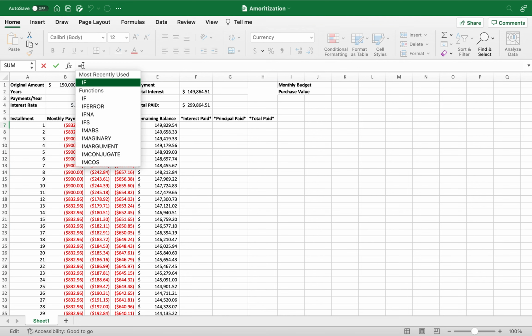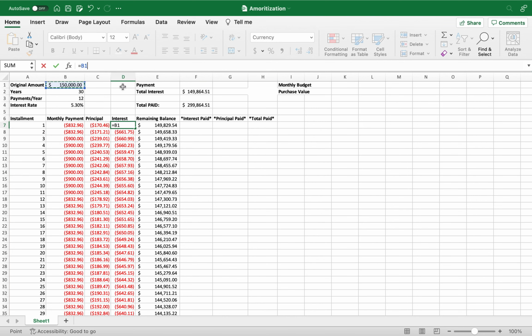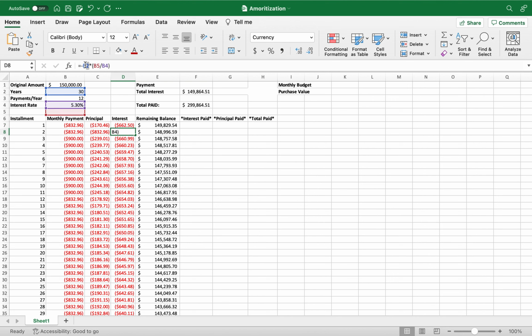All right, so we're going to take this original amount and multiply it by this interest rate divided by 12, because this is what we want the interest rate for this particular month. And notice it doesn't really change it, although we want the number to be negative, not positive. All right, and then for the next one we can pull this down. We just have to change where we're getting this initial number from.